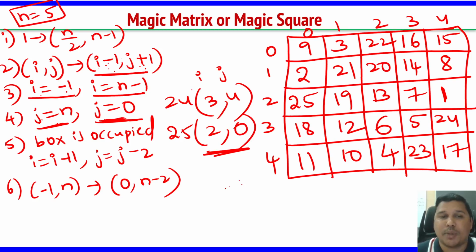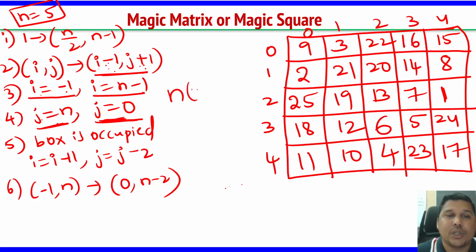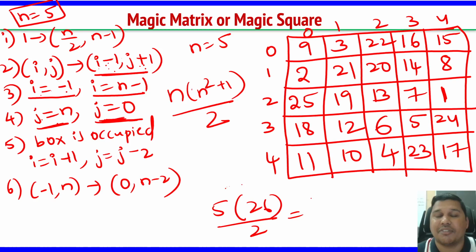And we got this matrix. If you remember, we discussed one formula that the sum of each row, column and diagonal should be n into n square plus 1 by 2. So here the n value was 5. So what is this? 5 into 26 by 2. So this is 13 5s. What is the 13 5s value? 65. Okay. Check if the row sum and column sum is 65 or not.